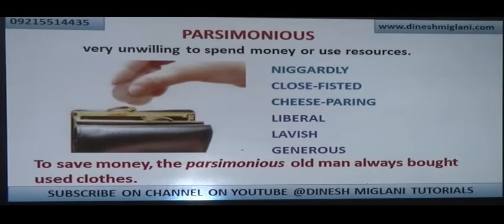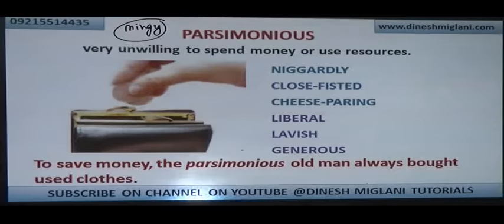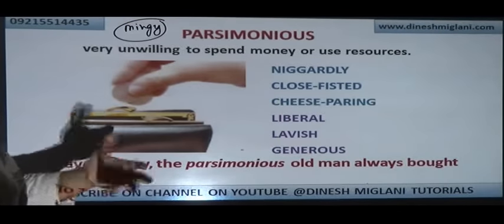Next, parsimonious. I discussed this word, mingy. M-I-N-G-Y, mingy. I don't know whether the Hindi word mungi is related to this or not. It came from this. Anyway, mingy means a person who doesn't want to spend money, who is very strict with the spending of money. Very unwilling to spend money or use resources. Like suppose I have a new torch or a new battery or anything, so I'll say no, I'm not going to use it, I'll keep it for afterwards. Such kind of behavior is parsimonious behavior. I'm not willing to use it actually.